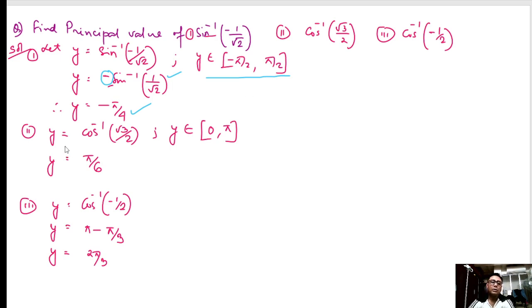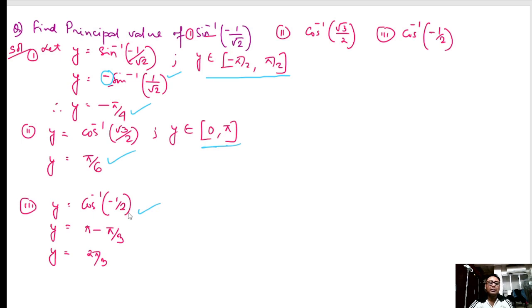Similarly, for y equal to cos inverse root 3 by 2, its value has to come between 0 to pi, and cos inverse of root 3 by 2 is pi by 6, which is within this range. Cos inverse of minus half: the value has to lie between 0 and pi, so for half it is actually pi by 3, and we cannot take minus pi by 3.